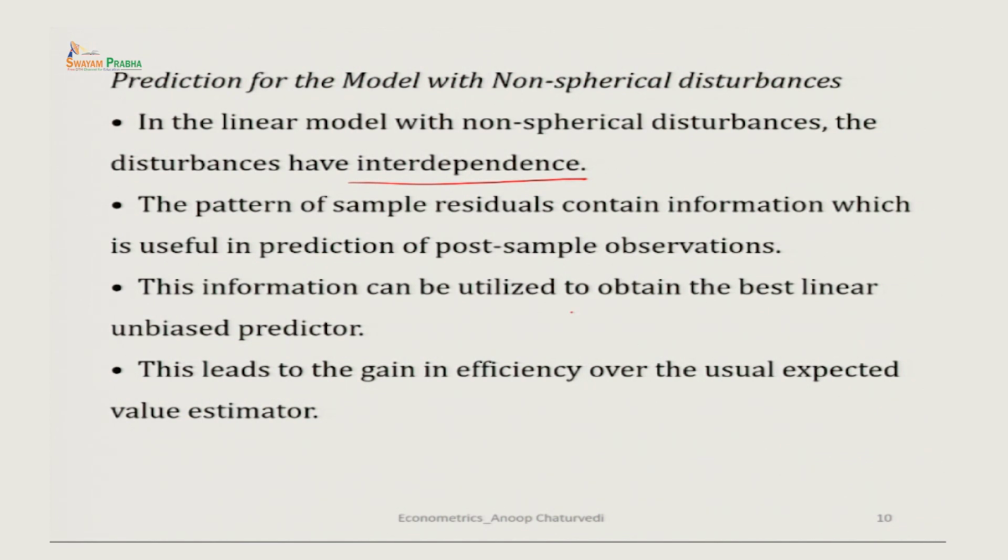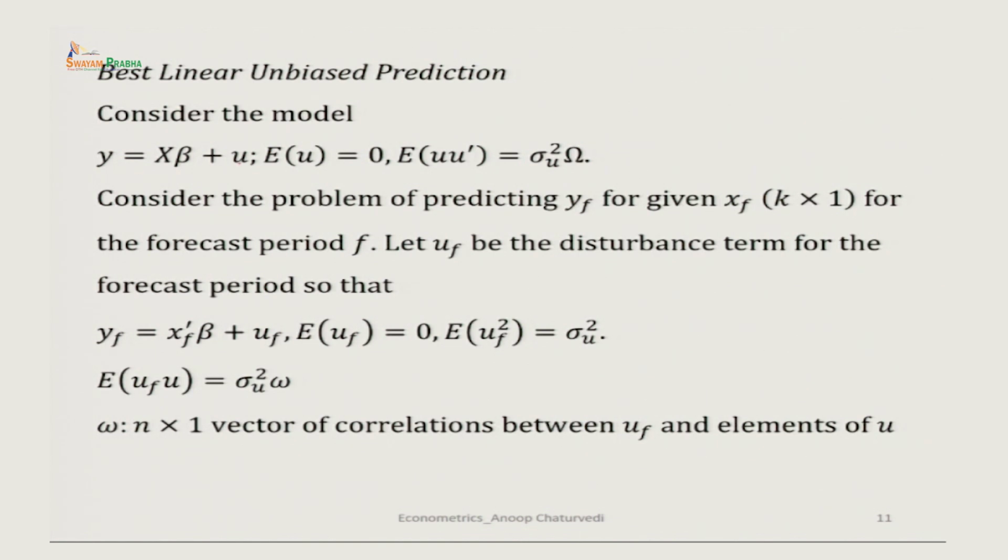So, this information can be utilized to obtain the best linear unbiased predictor. Then this leads to a gain in efficiency over the usual expected value estimator. So, now we consider the model y equal to Xβ plus u, expectation of u is 0, expectation of uu' is equal to σ²ᵤ Ω. Then we consider the problem of predicting y_f for given x_f. x_f is a k×1 vector for the forecast period f. Then u_f is the disturbance term for the forecast period. So, y_f equal to x_f'β plus u_f. Expectation of u_f is 0, variance is σ²ᵤ.